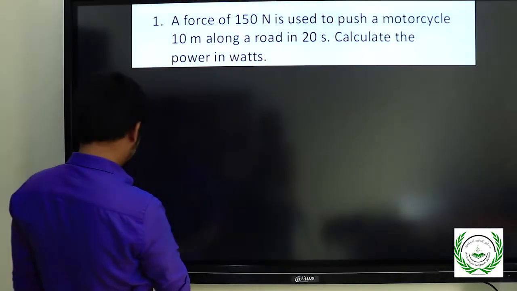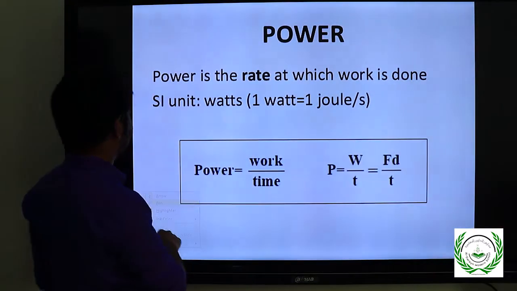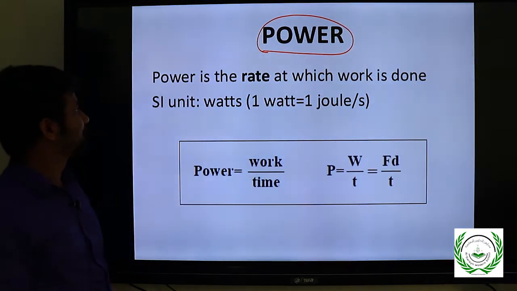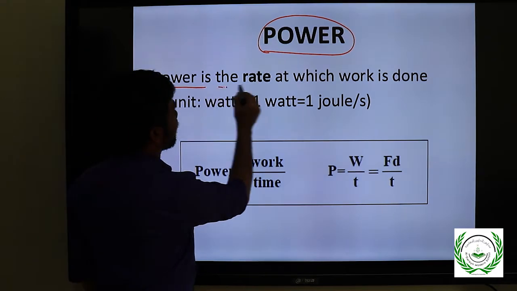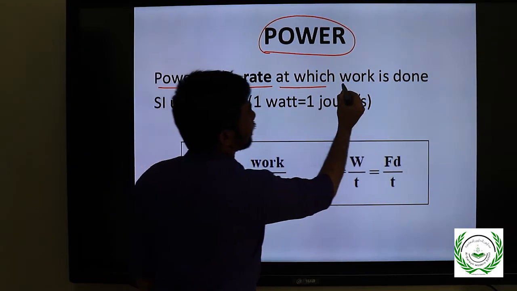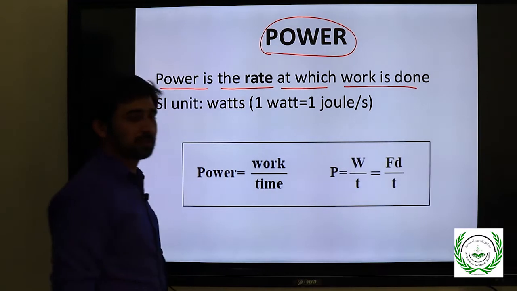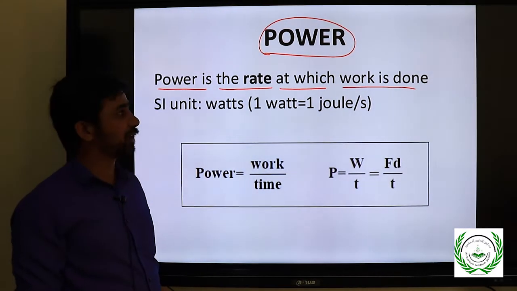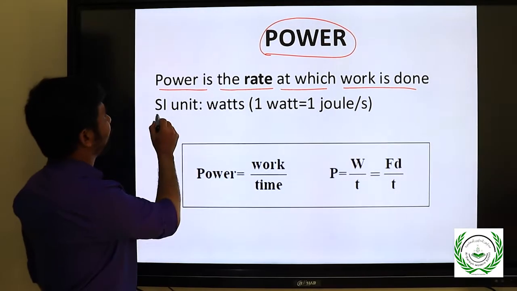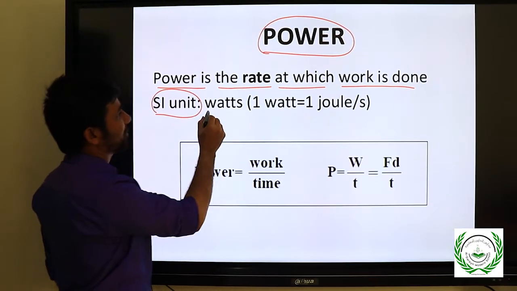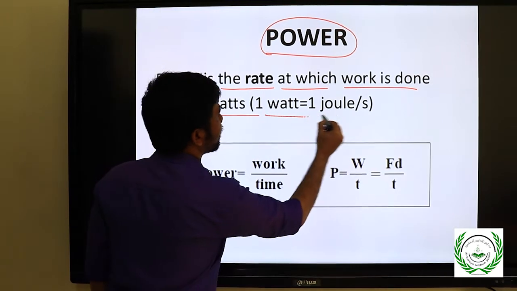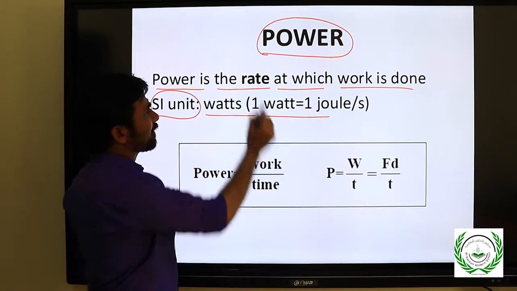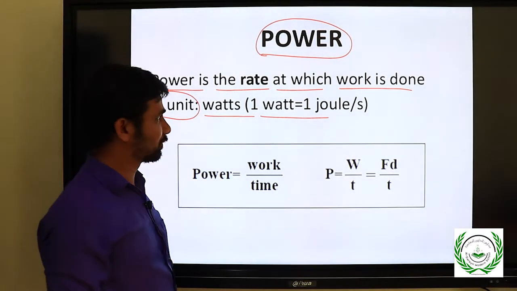Here we have power. What is power? Power is the rate at which work is done, and the SI unit for that is watts, which means 1 watt equals 1 joule per second. Power is the rate at which work is done.